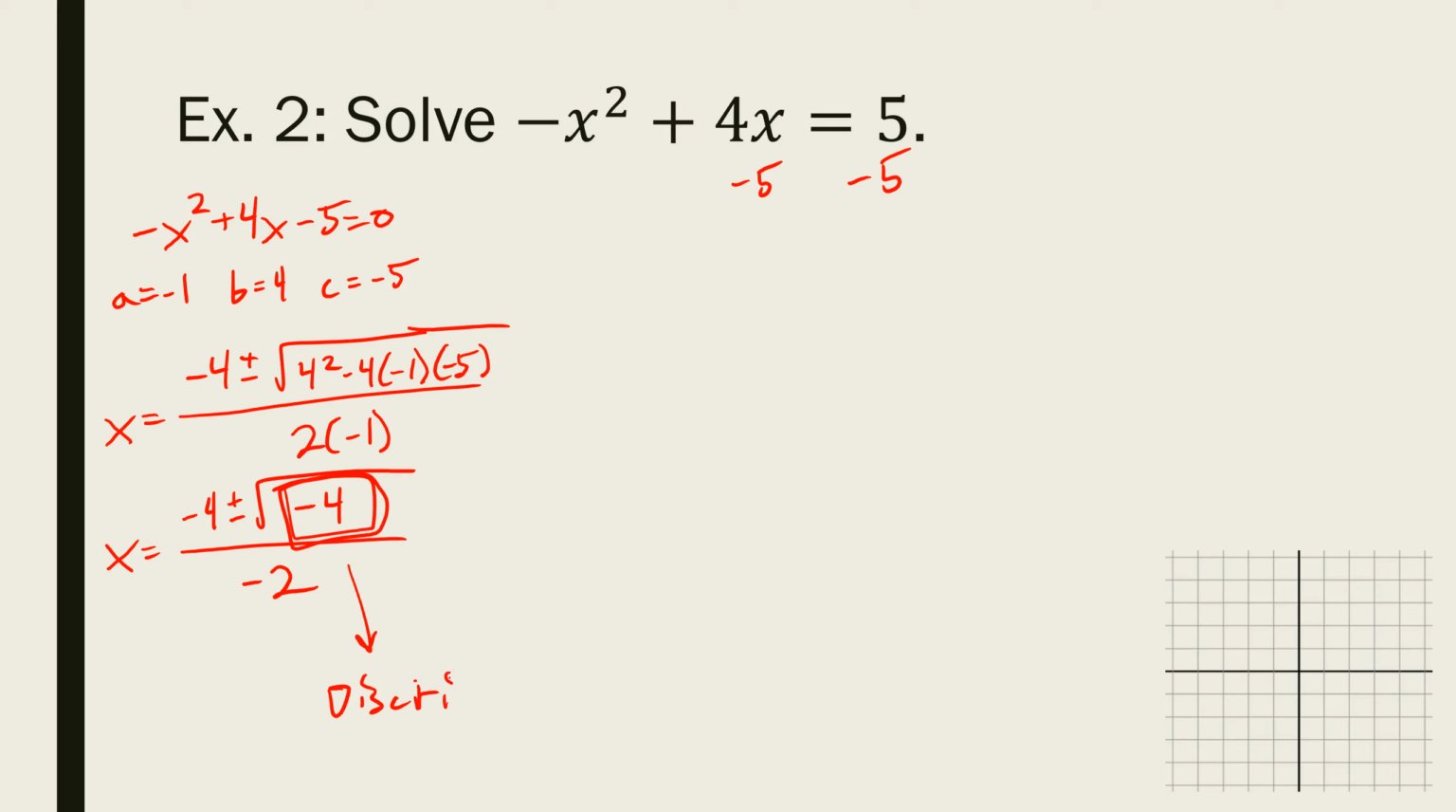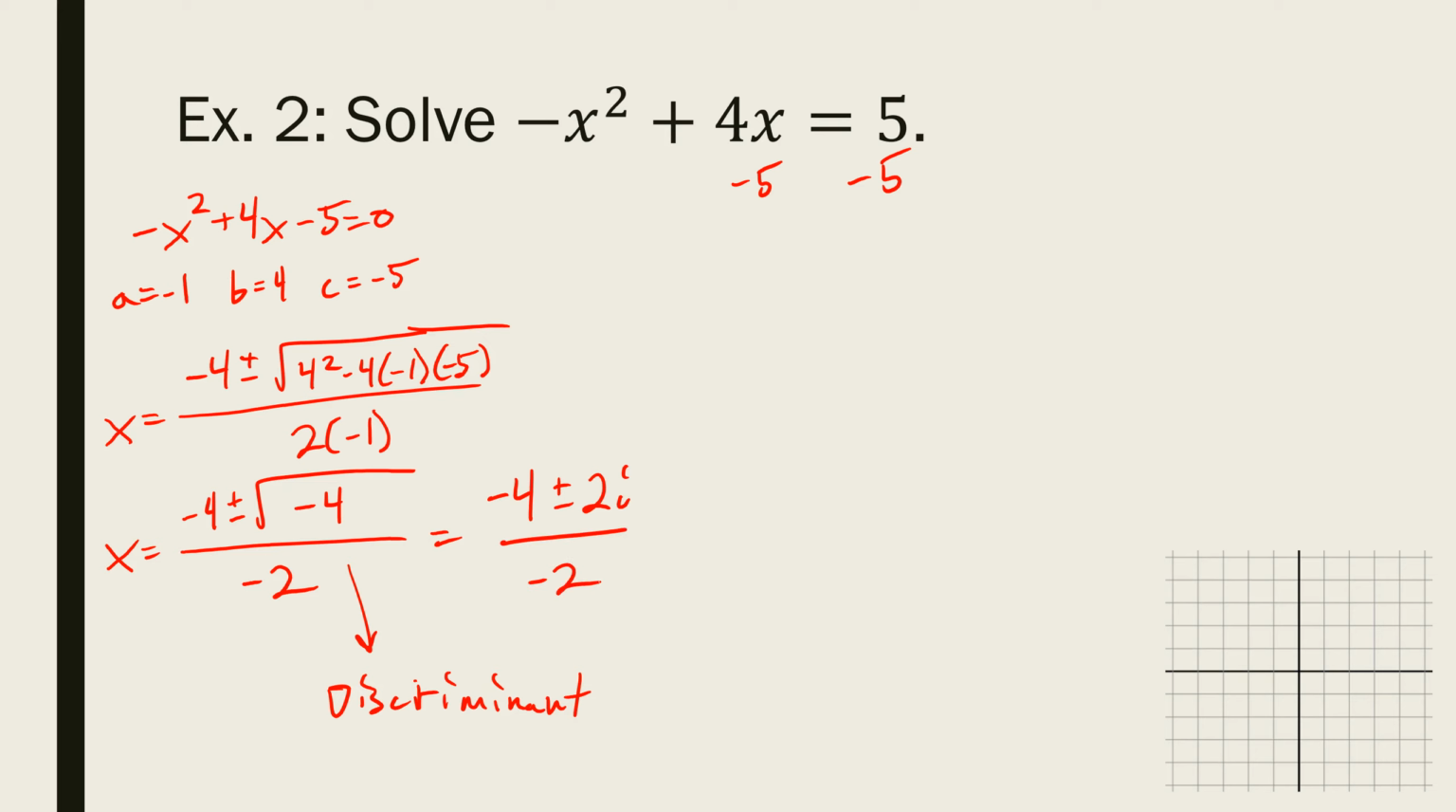Since I have a negative discriminant, since I have something negative under the square root, that means imaginary numbers are going to show up, right? Do you remember how the square root of a negative works? Hopefully. The square root of negative 4 is going to be plus or minus 2i. 2, because the square root of 4 is 2. i, because I have a square root of a negative, and i is the square root of negative 1. And this is divided by negative 2.